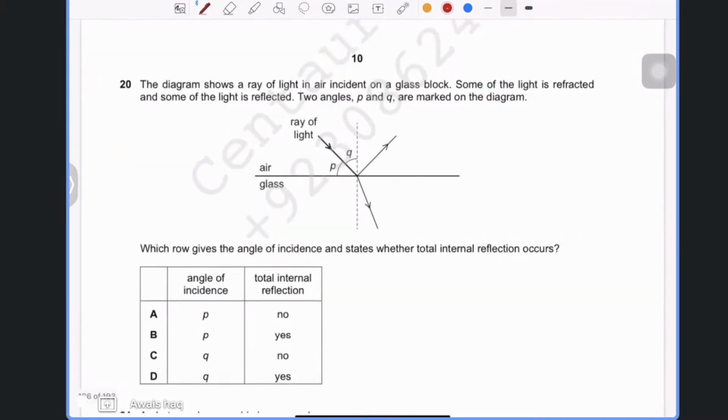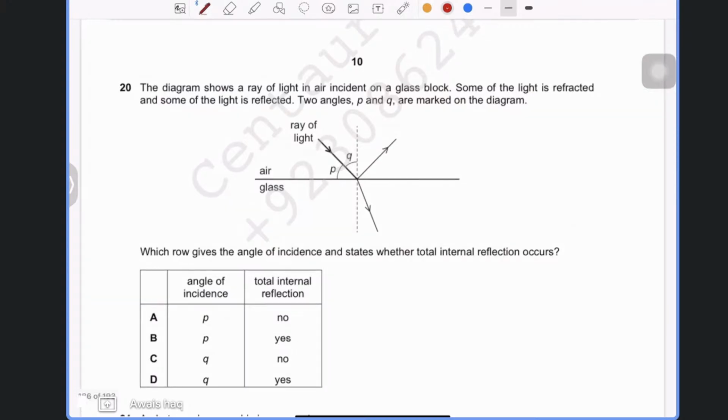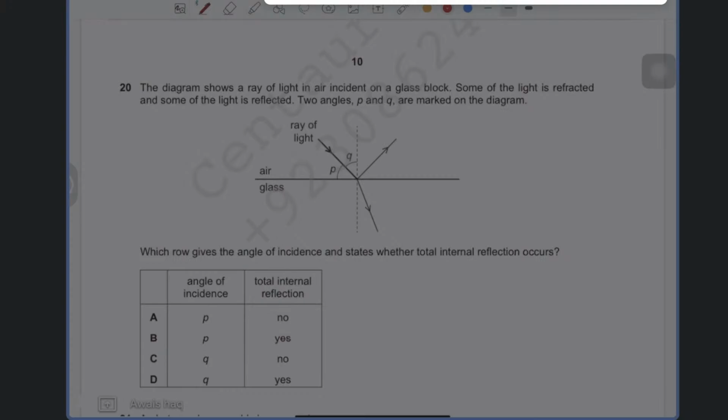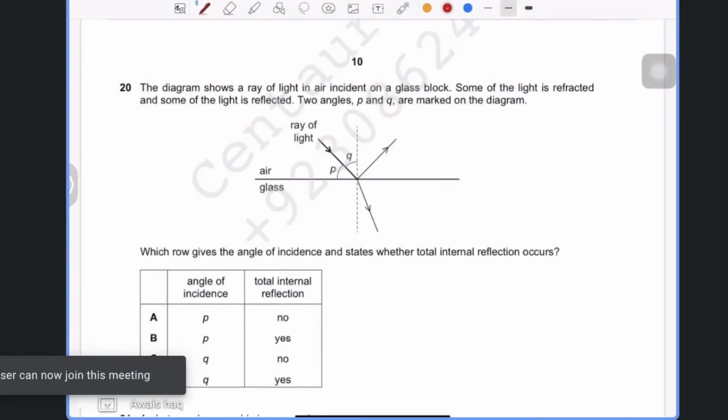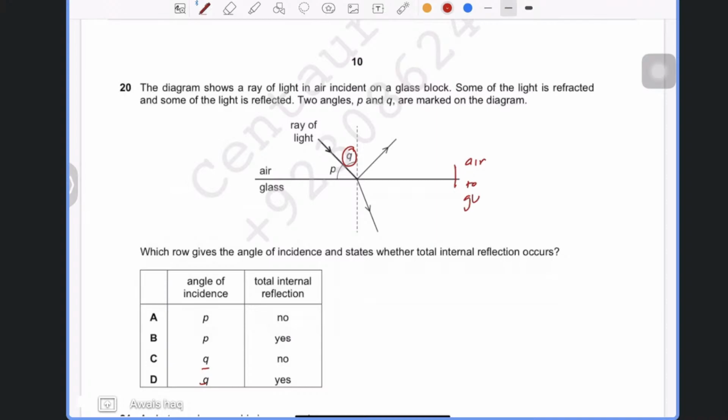Now it says that the diagram shows a ray of light in air incident. Some light is refracted, some light is reflected. Two angles, P and Q, are marked on this. Which row gives the angle of incidence and states whether total internal reflection occurs? First of all, you need to understand that the angle of incidence has to be Q, because that's where the light is. But because it is going from air to glass, no total internal reflection occurs.